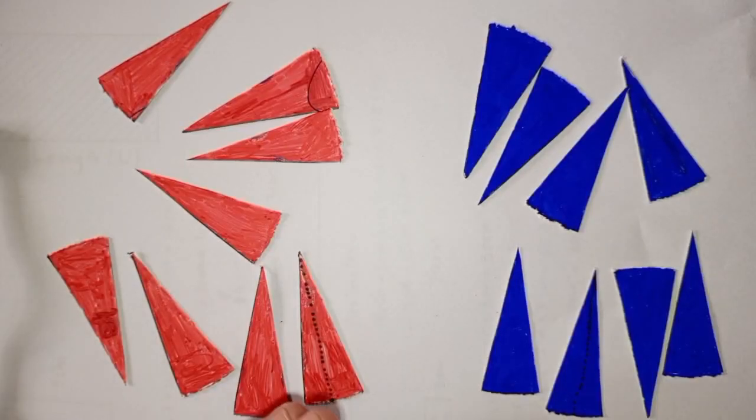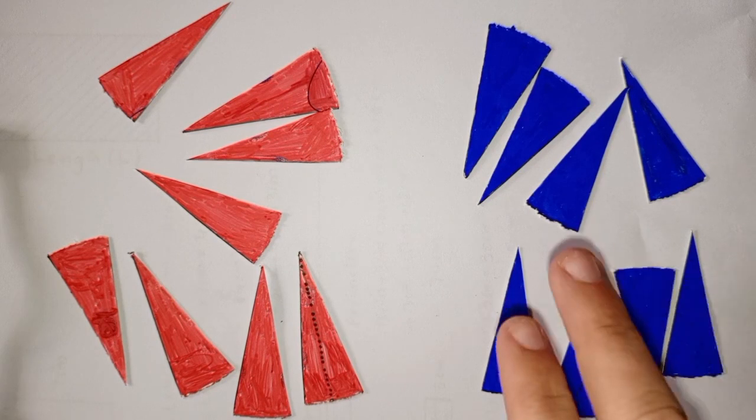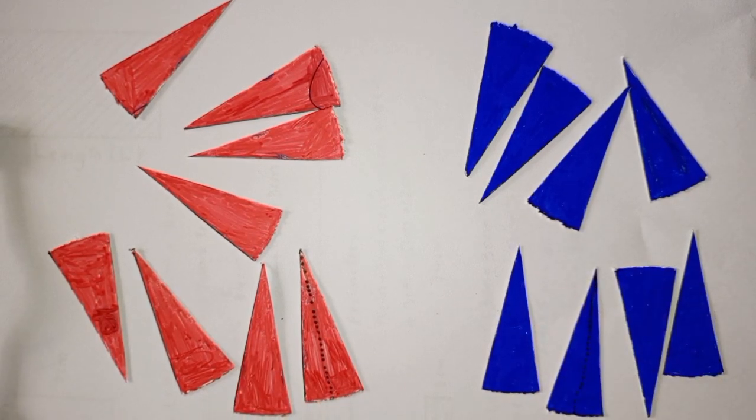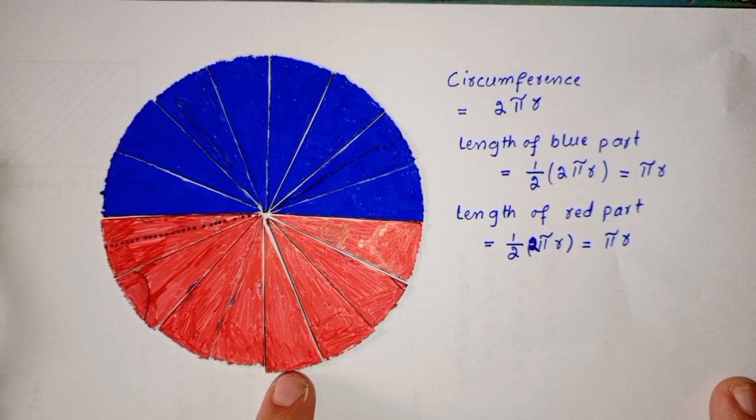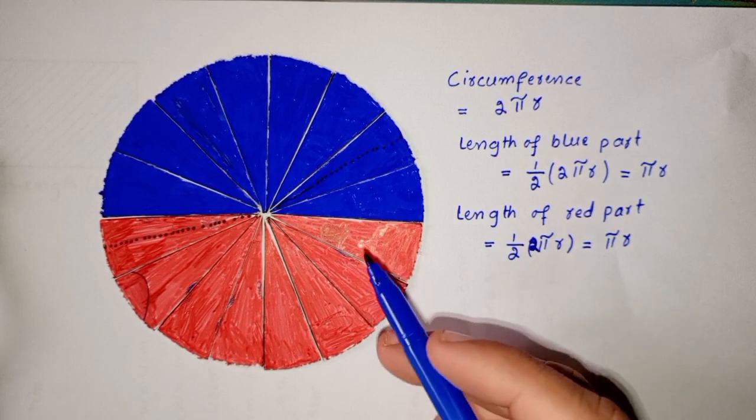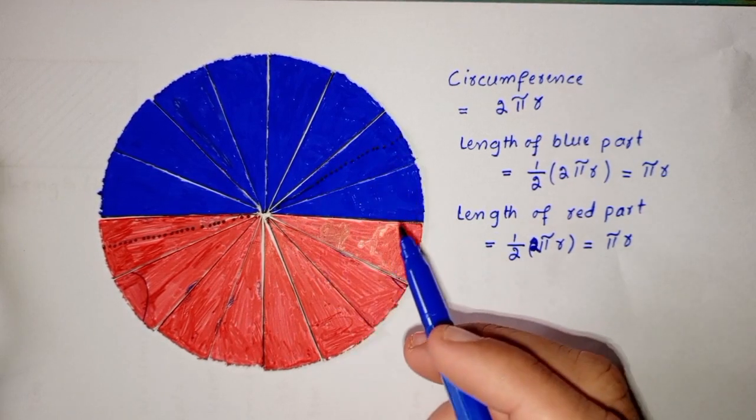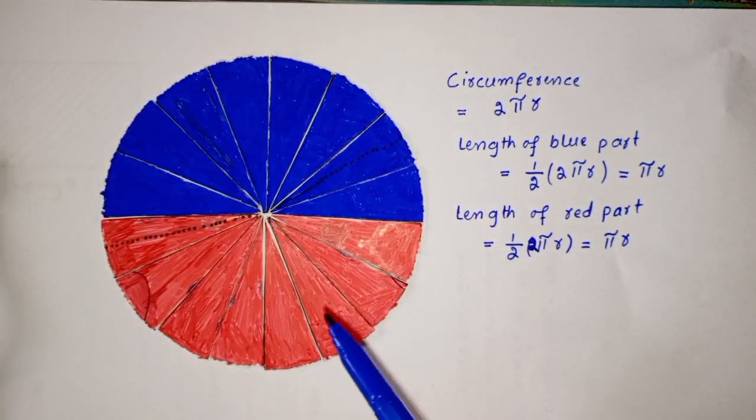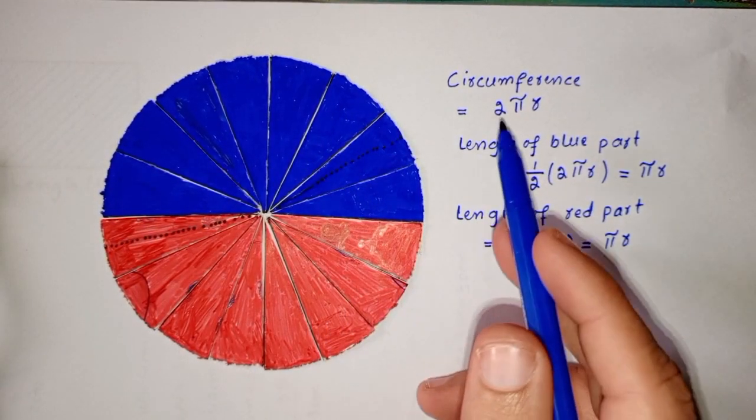In this way, I divided the circle into 16 equal parts, right? 8 parts I colored with blue, and 8 parts I colored with red. So I collected all the parts of this circle, and I colored with blue and red. As you can see here, the circle has been made, and this whole length around the circle is called the circumference, right?